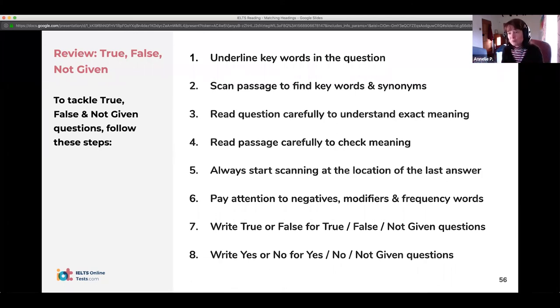But if it could be true, then it's not given, because you don't know. So if you've decided it's definitely not true, but you're not sure between false and not given, the question to ask yourself is, could it be true? If the answer is no, it's false. If the answer is yes, then it's not given, because you just don't know. The information is just not there, okay?